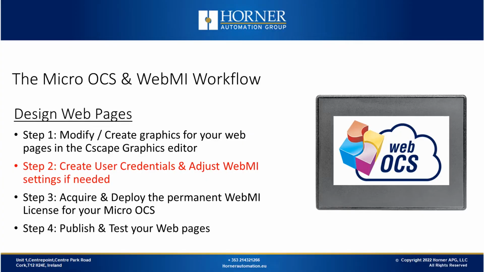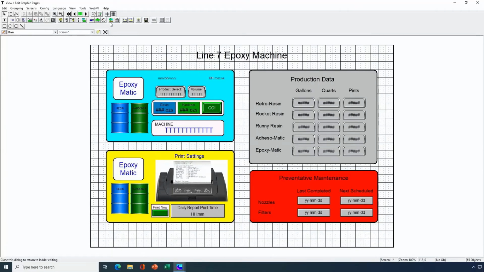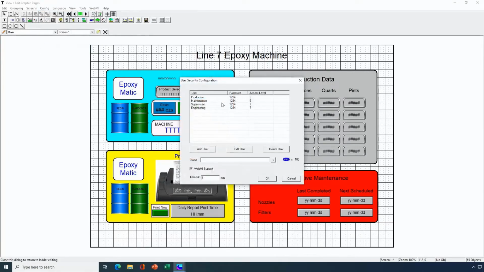The next step is to create user credentials and adjust any WebMi settings that we need. So going back to our Cscape project, user credentials are all done in the graphics editor under config and then user security configuration. So far I've created 4 username and password combinations. I've hard-coded them in our application, but you'll probably want to create variables here and then allow your variables to be editable for adding and changing any username and password combinations. I've created 4 here: production, maintenance, supervision, and engineering, with a simple password just for demonstration.